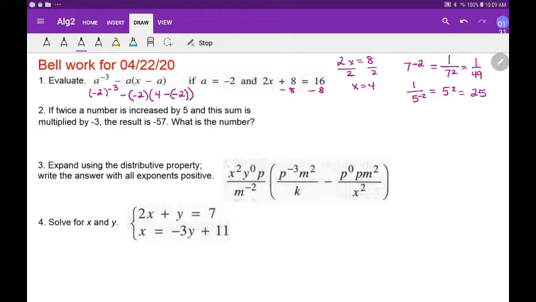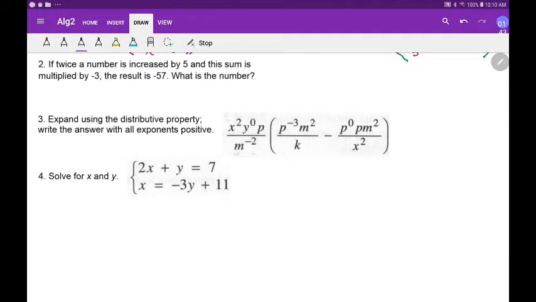Okay, so those are my examples. Just something to think about as you proceed with that problem. These have nothing to do with the problem. They're just examples. If twice a number is increased by 5, and this sum is multiplied by -3, the result is, so you can go ahead and finish that.